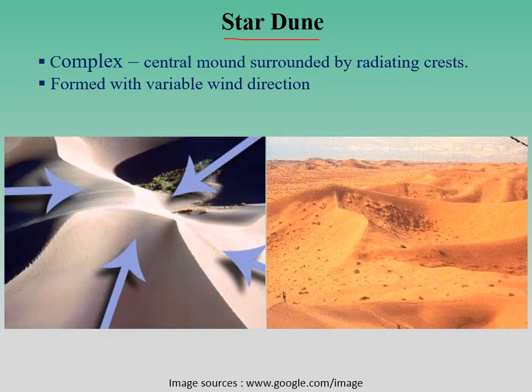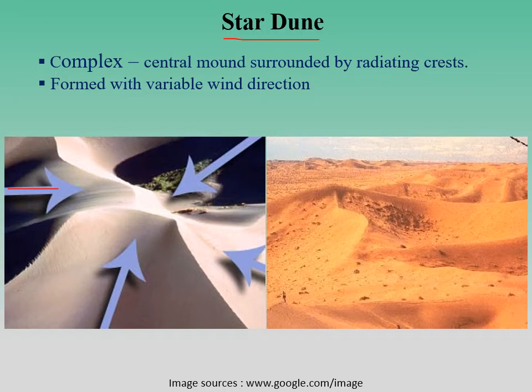Wind comes from various directions. As you can see by these arrows, wind is flowing through various directions, and the amount of sand supply in this case also is very high.